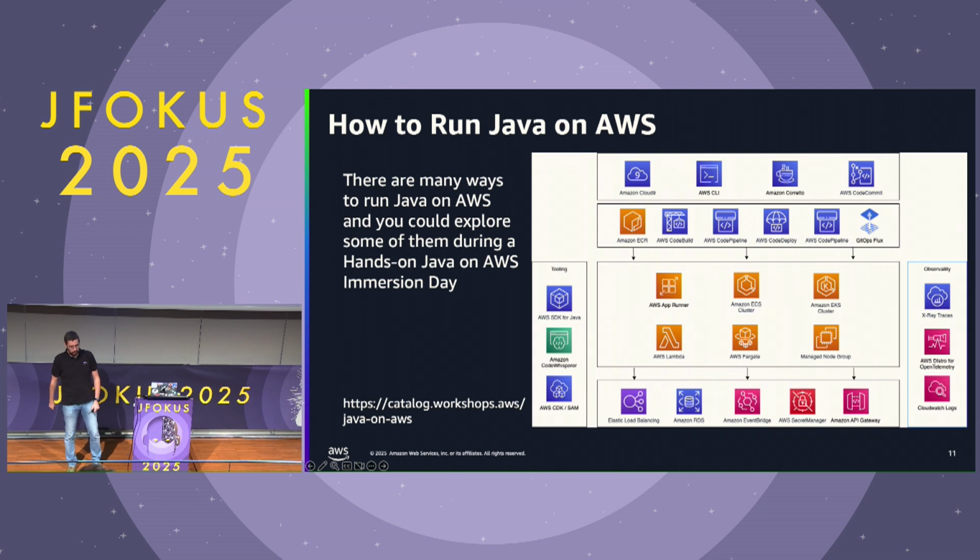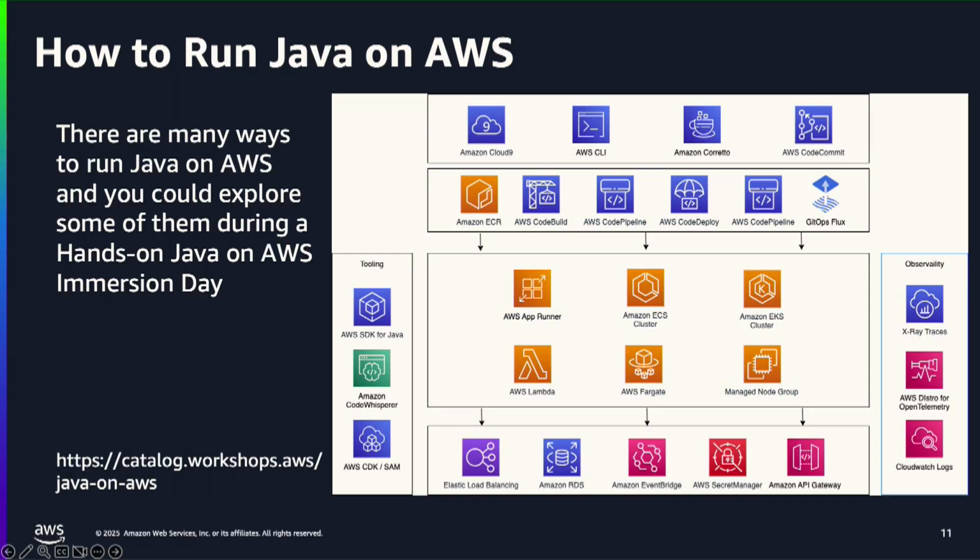So how to run Java on AWS? There are many ways, but it's not only the deployment part. There are also other things around that can help you with everything. You have CodeGuru. It will help you profile your running workload and look at the code and help you have it run better, let's say it like that. You have other services that can help you with all of those things.